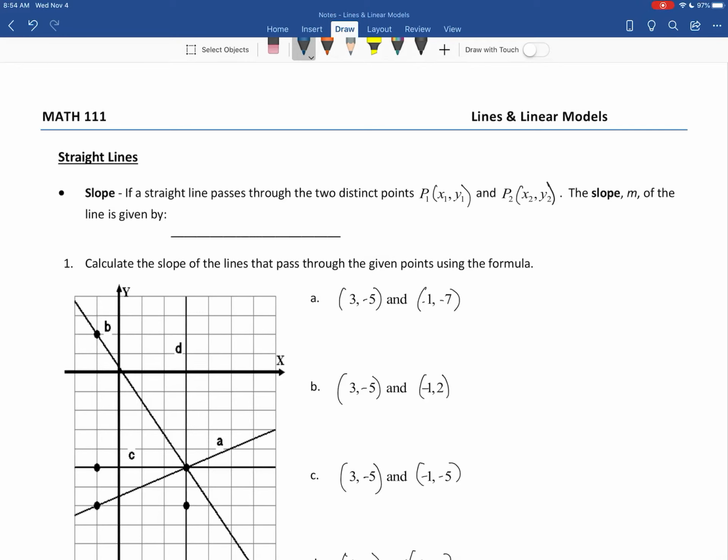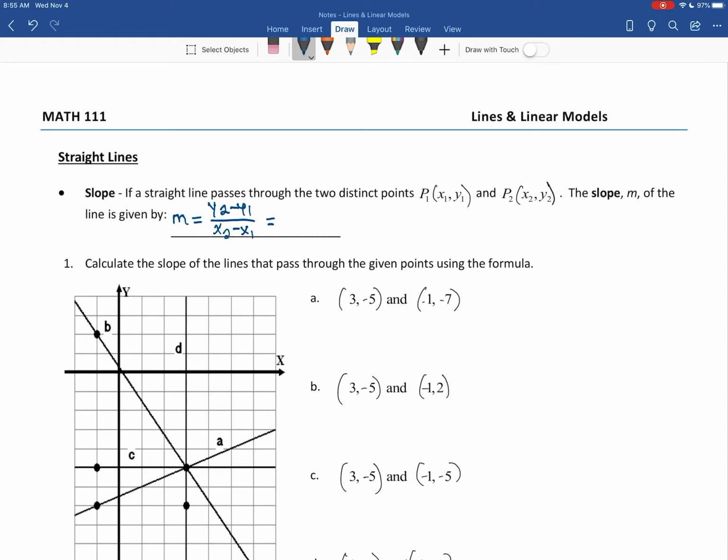Hi everyone. In these notes we're going to do some review over lines and linear models. So to get started, the first thing we want to remind ourselves is about slope. If you have a line passing through two distinct points, you can calculate the slope by doing m, which is the symbol for slope, is y2 minus y1 over x2 minus x1.